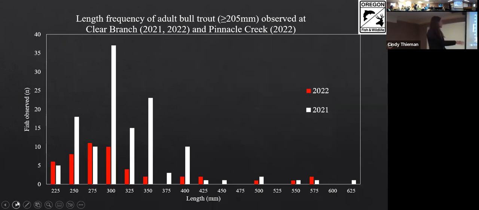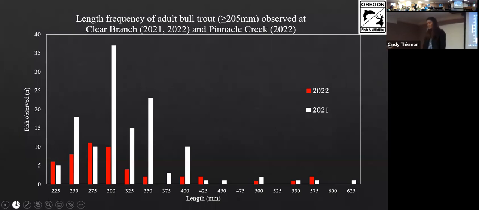Just quickly to look at what we saw, and I touched on length and our ability to get length. 2022 is in the red and 2021 is in the white, and this is the length frequency of adult bull trout. The white obviously represents 2021, and you can see just how many more fish we did see in 2021. But the distribution is really similar, and the majority of fish are around that 300mm size class. And then we still have a few large fish that we have seen the last several years that are in the system.